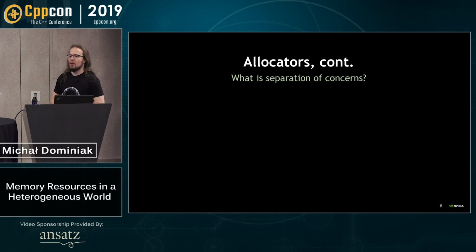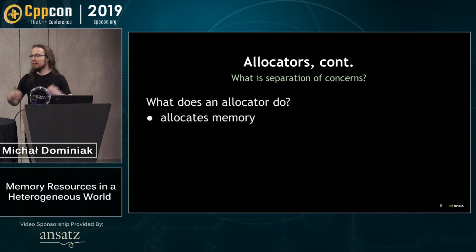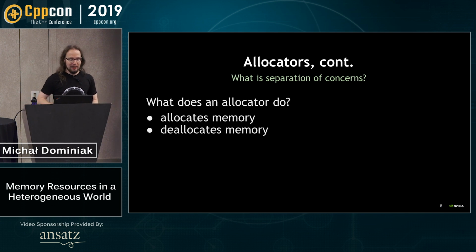So what is separation of concerns? Because we've seen the allocators do many things on those slides already. They allocate the memory. OK, this scans. That makes sense. It's an allocator. It's supposed to allocate memory. It deallocates memory. That's obvious. Once you allocate memory, they are supposed to also know how to deallocate it.